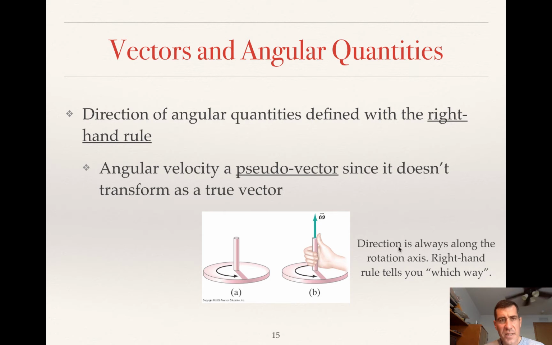Okay, and again, the thing to remember, for omega, and for the angular acceleration too, which we'll get to next, is that the direction is always along the rotation axis, right? So we've got this spinning disk, and the rotation axis is straight up and down the way it's drawn in the picture. So the rotation axis is along this post. So your direction of omega is always going to be along that post, so either pointing up or pointing down in this case. But the right-hand rule tells you which way it's going to be, right? So wrap the fingers in the direction of the rotation, thumb points in the direction of omega.